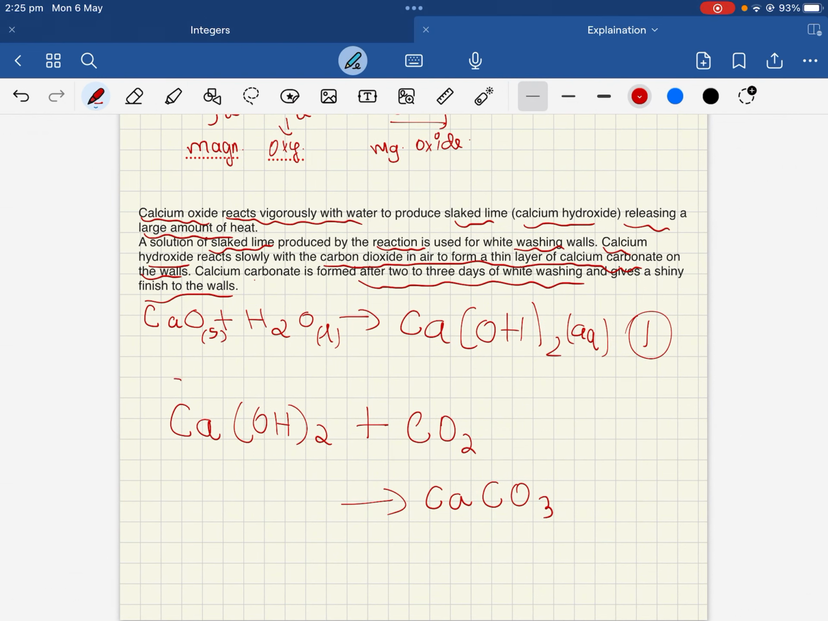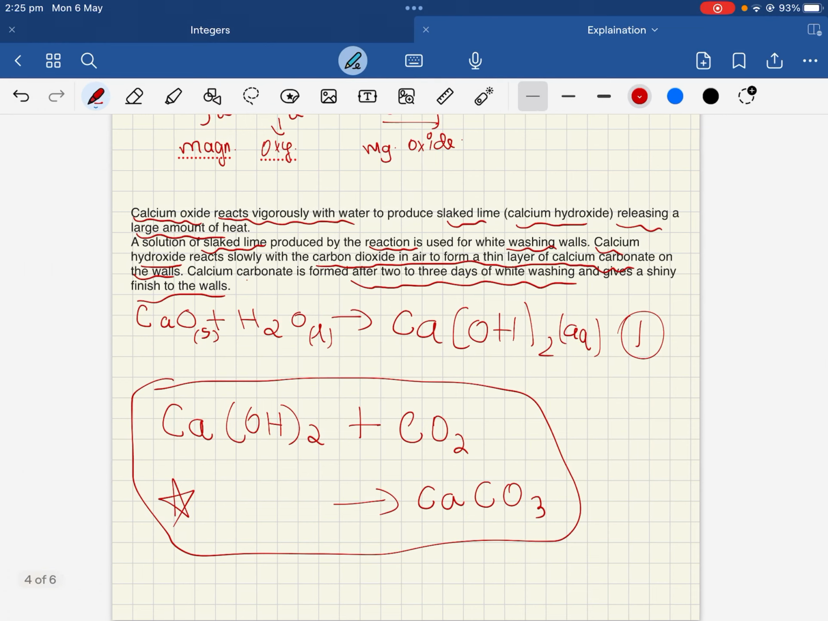Now, you have to tell me in the comment section if this reaction is balanced or not, and if it is not balanced, then please balance it.